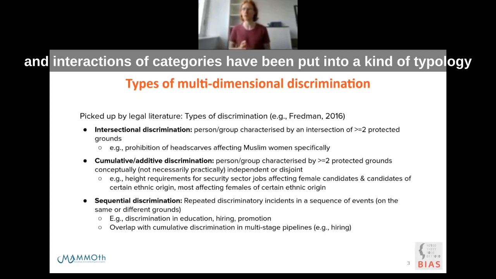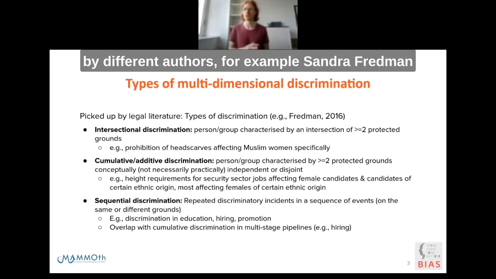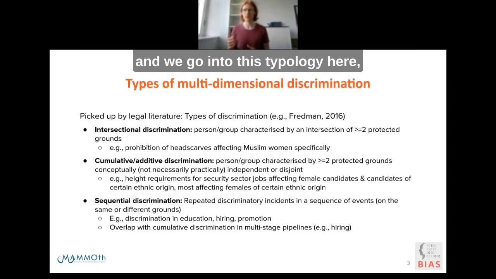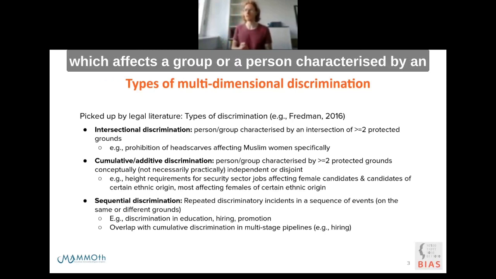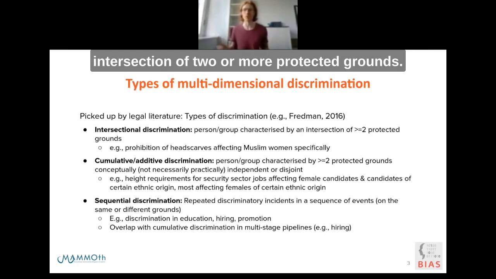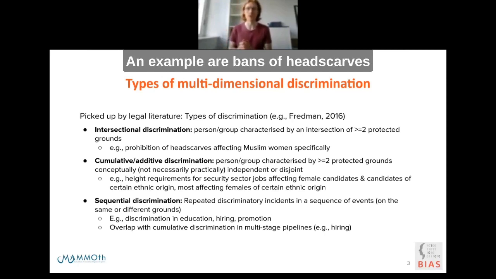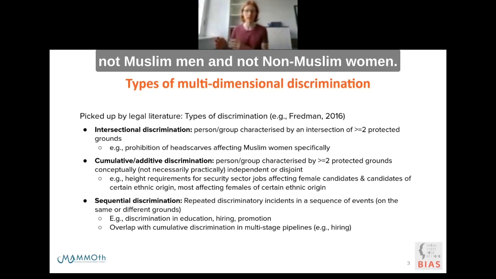This work has then been picked up by legal literature, and interactions of categories have been put into a kind of typology by different authors, for example, Sandra Fredman. And we go into this typology here, starting with intersectional discrimination in a narrow sense, which affects a group or a person characterized by an intersection of two or more protected grounds. An example are bans of headscarves, which affect Muslim women specifically, not Muslim men and not non-Muslim women.